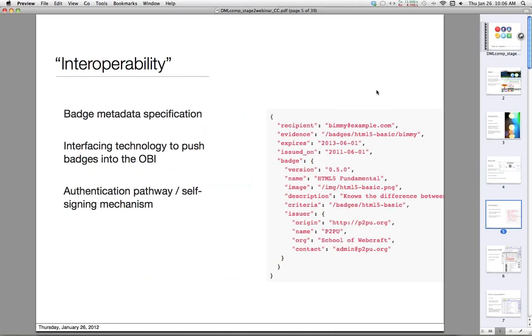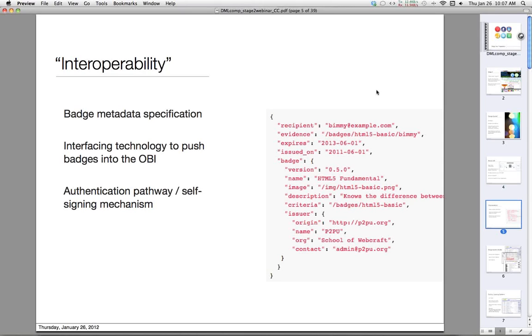So let's talk a little bit about interoperability. As I mentioned, it's essentially the badge metadata specification. Metadata, also another really large word. Metadata is really the content that you see on your screen right there. It's essentially content that gets embedded within the badge. So when we talk about the way that Mozilla works with badges, we actually have a visual representation of that badge, and then there is content embedded within that badge, so that when that badge moves around on the internet, all of that content goes with it. And it's essentially the interfacing technology that allows badges to get pushed into the Open Badge infrastructure.